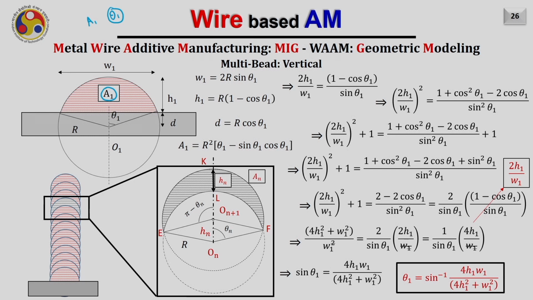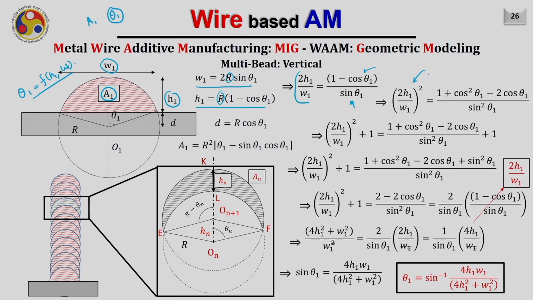But please remember that the only measurable parameters of the bead will be the height and the width. Therefore, we will try to find out the value of theta 1 as a function of only the height h1 and the width w1. So, in order to do that, we will look into these equations once again. If I have the equations w1 equals 2r sin theta 1 and h1 equals r times (1 minus cos theta 1), I can easily eliminate r just by dividing these two equations. As a result, I will have 2h1 divided by w1 equals (1 minus cos theta 1) divided by sin theta 1.